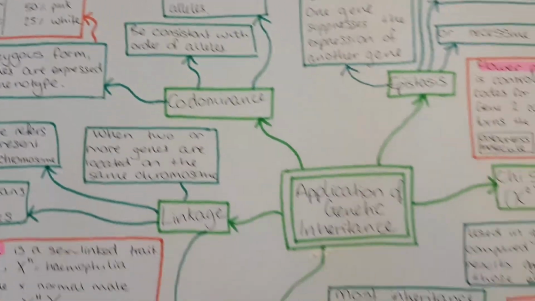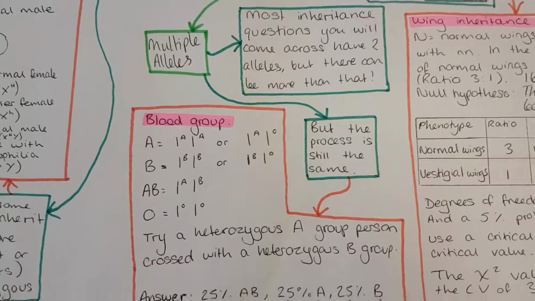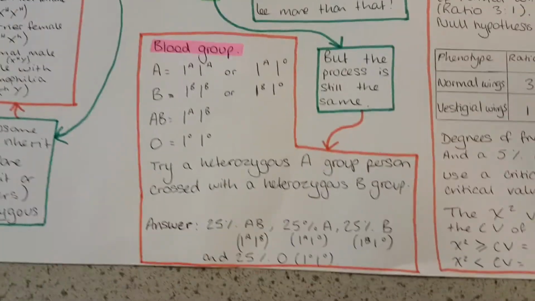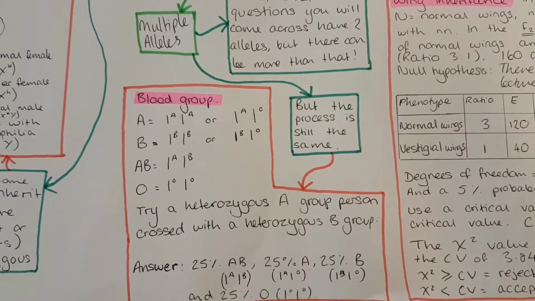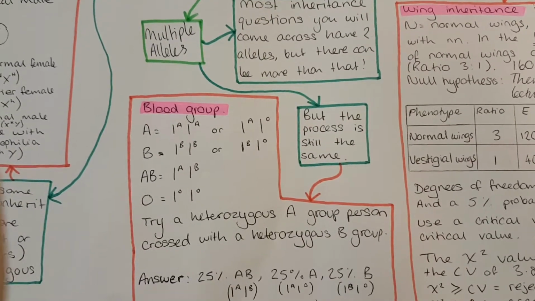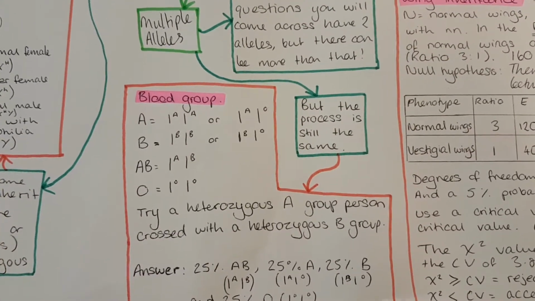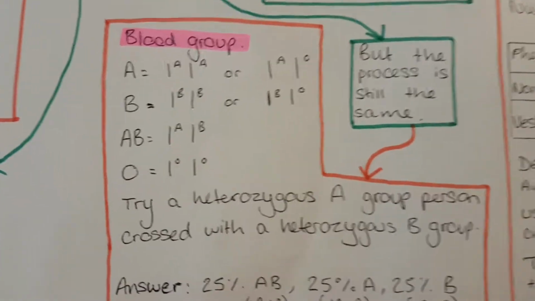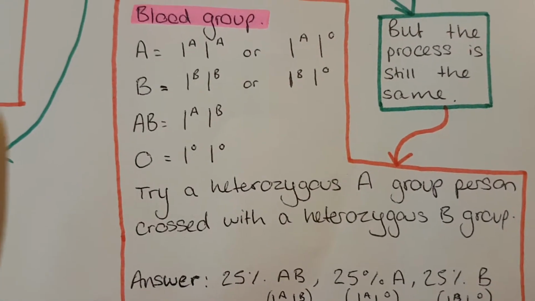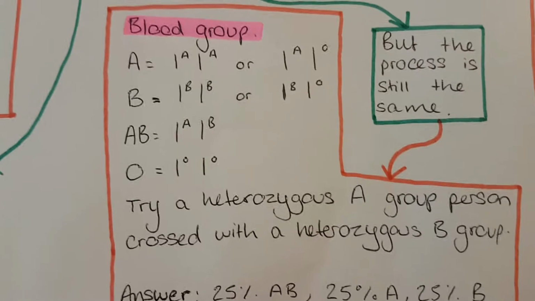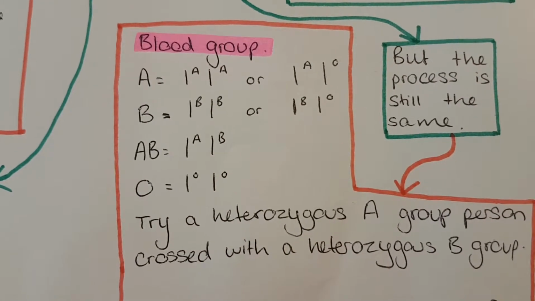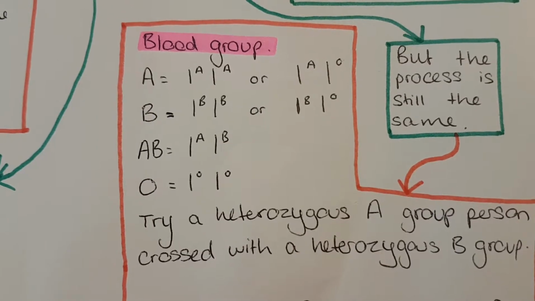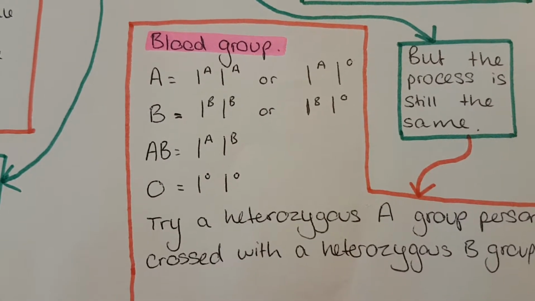Right, the next thing I want to talk to you about is multiple alleles. So far we've only looked at when there's two alleles, big B, little b, but sometimes there can be more than that, like blood group, which has three. They're always written this way because some of them are codominant. So I^A and I^B are codominant, and I^O is recessive to both of them. So here's all the different combinations.